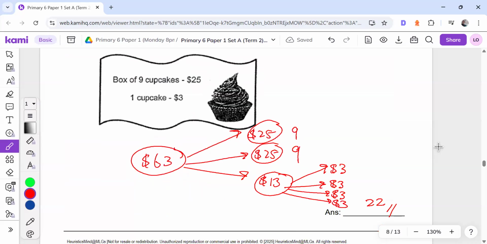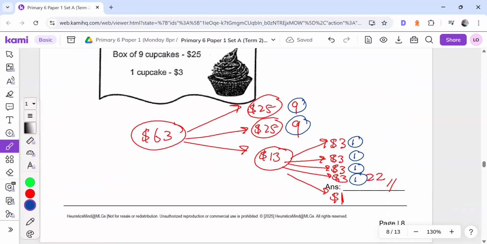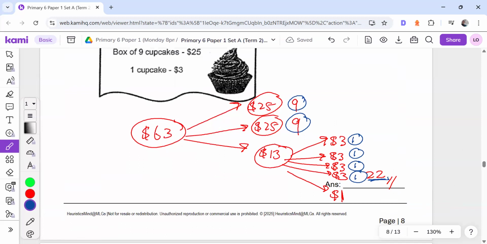So now I got $12 already, right? And I still got $1 left. Okay, so how many cupcakes can I buy? I can buy 9 plus 9, 18, 19, 20, 21, 22. So I can buy 22 cupcakes. So my answer is 22. Okay, got it? Okay, clear, easy? Okay, let's move on to the next one.